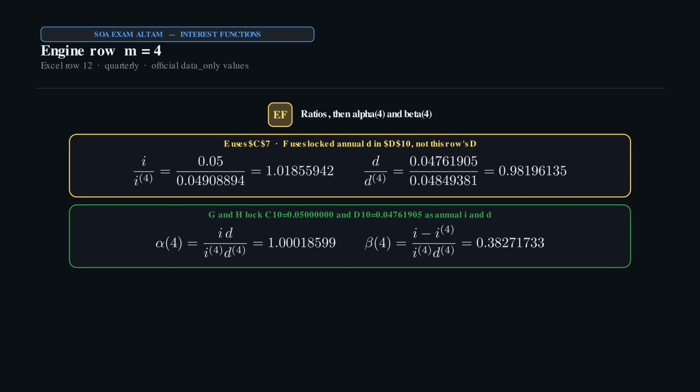The interest ratio is 1.018554942. The discount ratio is 0.98196135. Alpha of 4 is 1.00018599. Beta of 4 is 0.38271733. Beta has jumped from about 0.26 at M equals 2 to about 0.38 here. That is the UDD correction getting larger as payments get finer.